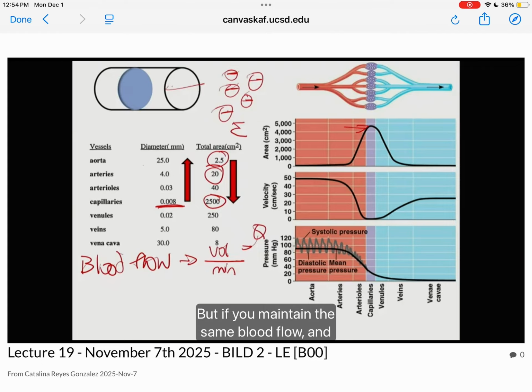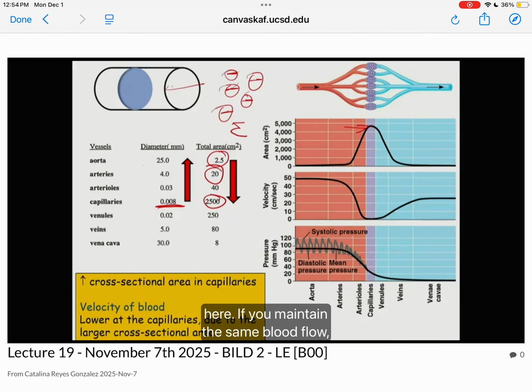But if you maintain the same blood flow, and I'm going to erase this so I can show you here. If you maintain the same blood flow but change the cross-sectional area, the velocity of blood flow is going to change. Because the velocity of blood flow is going to be the blood flow over the area. So if blood flow is maintained the same, but the area increases, you're dividing by a larger number, then velocity in the capillaries is going to be lower than in the aorta.